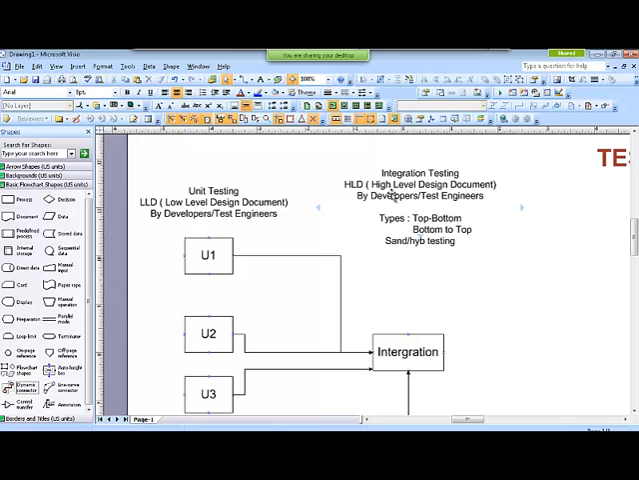I'm just explaining the process flow. I'm not explaining what unit testing or integration testing means. You just try to understand the flow first, then tomorrow we'll start understanding what unit testing means, what LLD means, what HLD means, what is there in the HLD. Everything we're going to discuss.